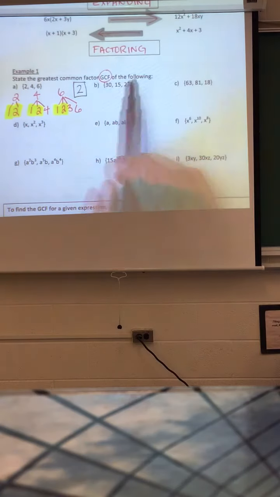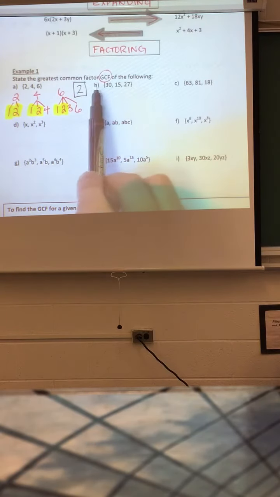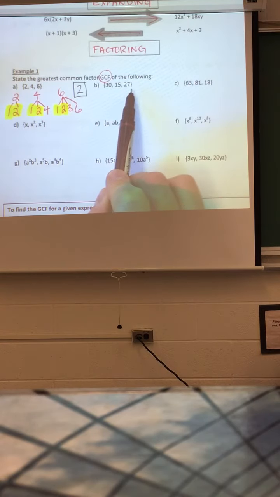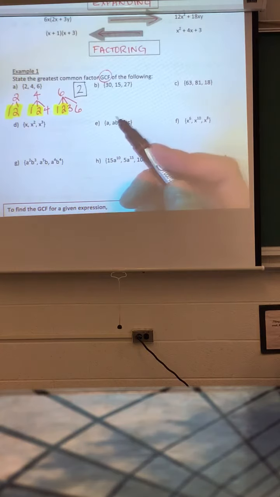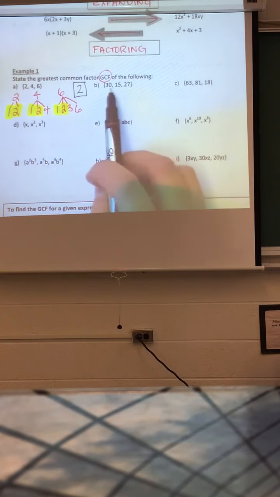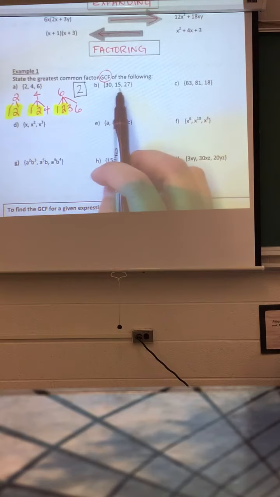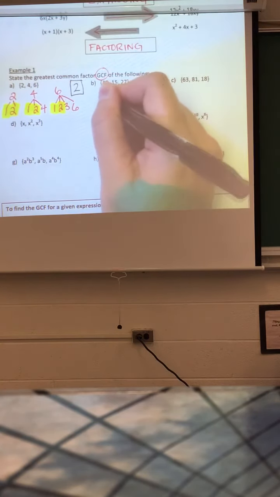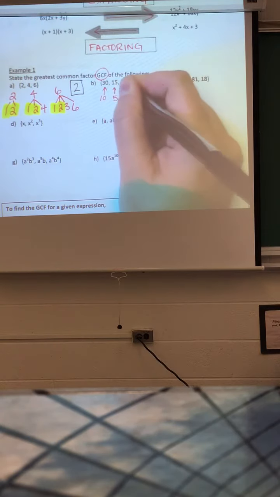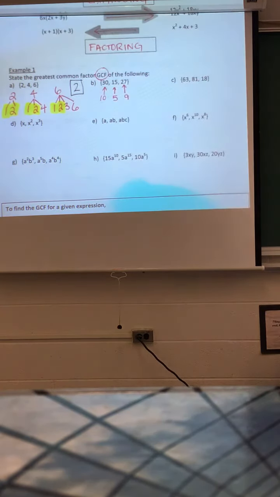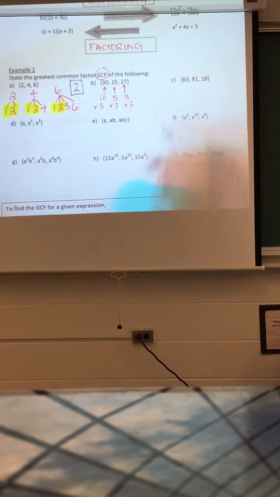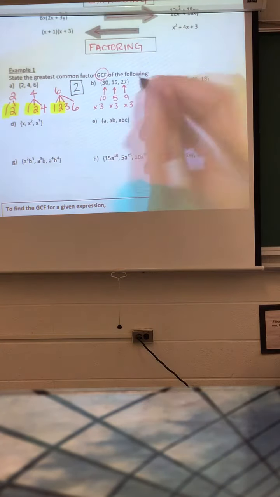Now if we look at the next one, you've got to think about all the factors, so everything that multiplies to get each one of these values. Okay? Ideally, you know your multiplication tables pretty well, and hopefully you see that 3 can fit into all of these, okay? 3 goes into 30 10 times, 15 5 times, and 27 9 times, right? Because 10 times 3, 5 times 3, and 9 times 3. So they all have 3 in common.